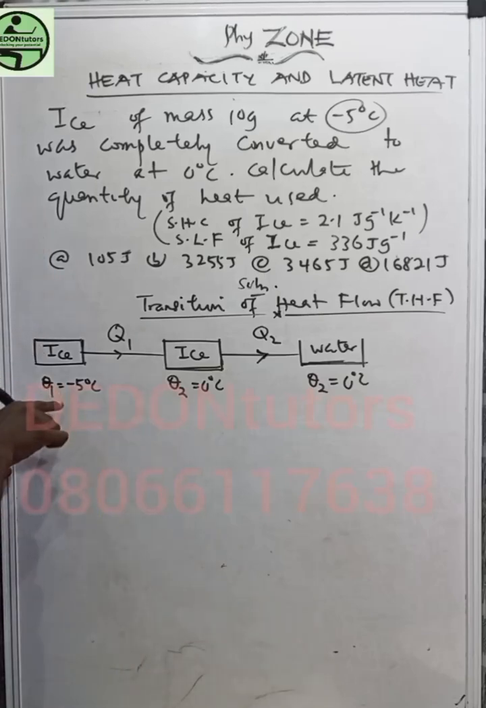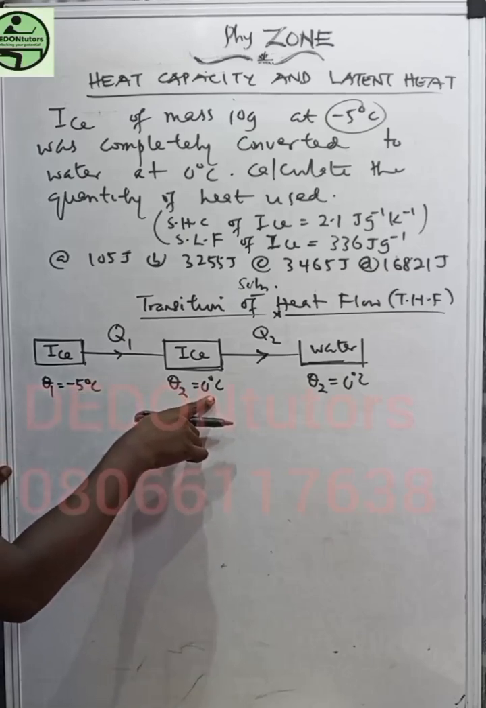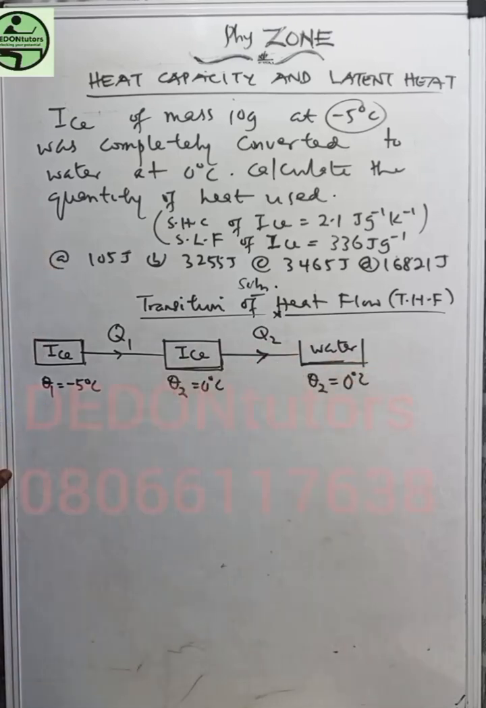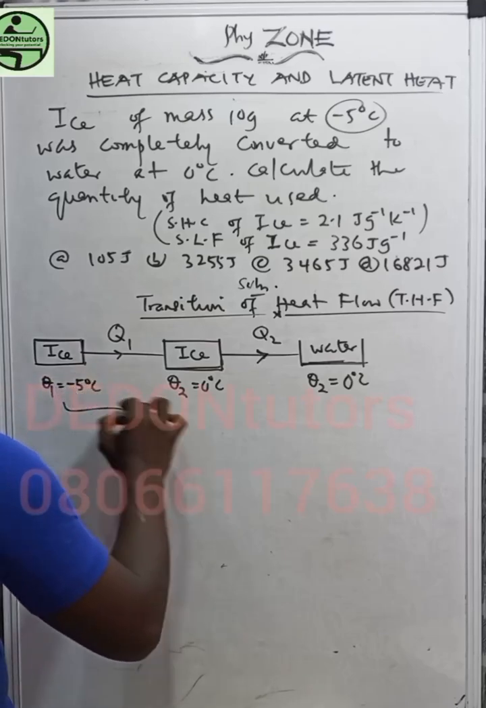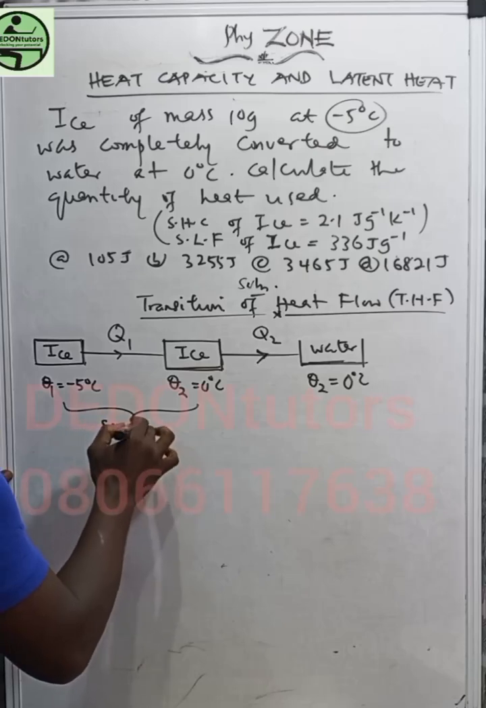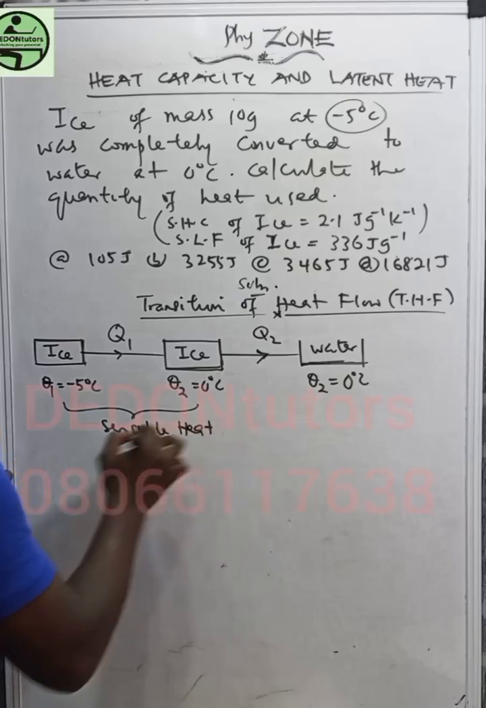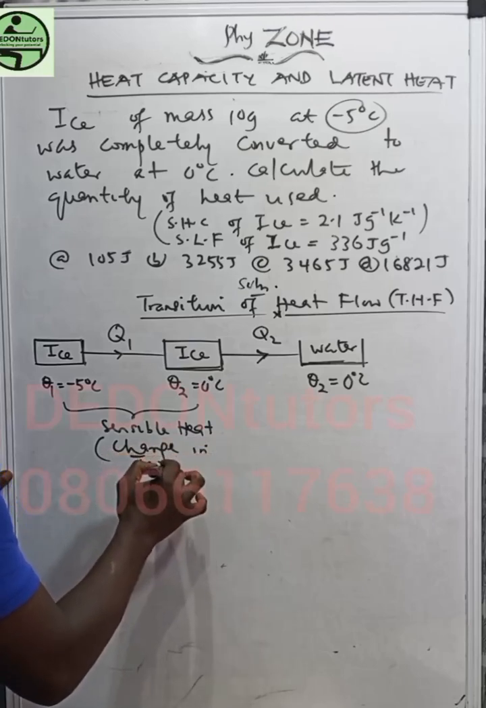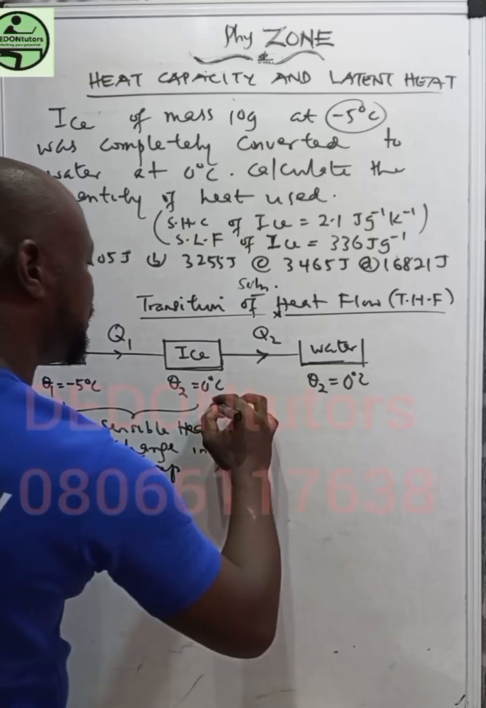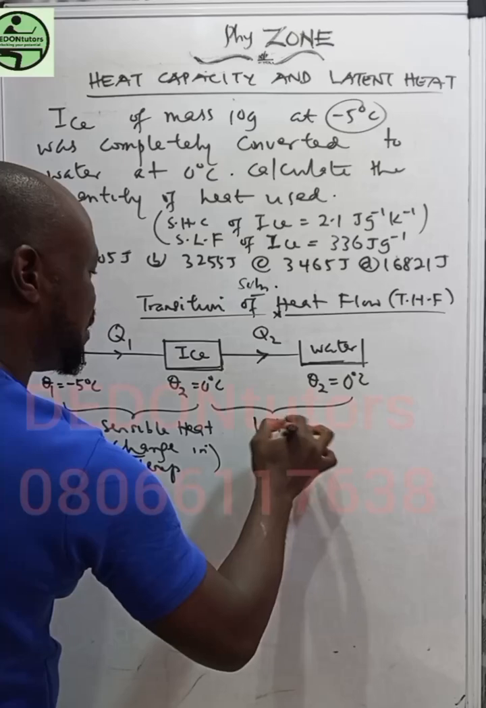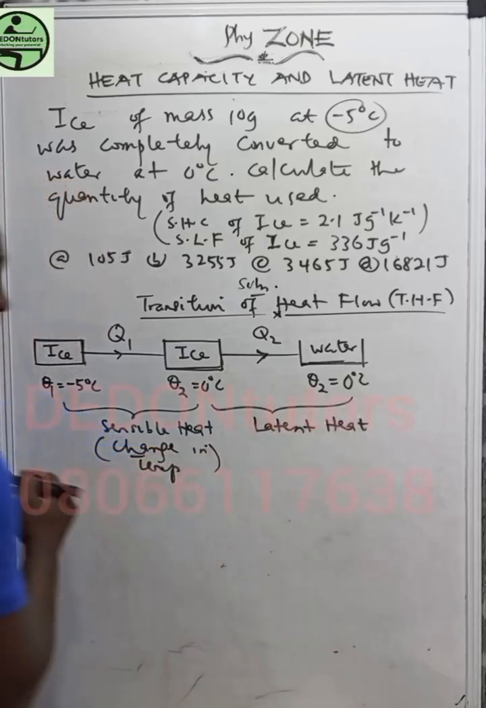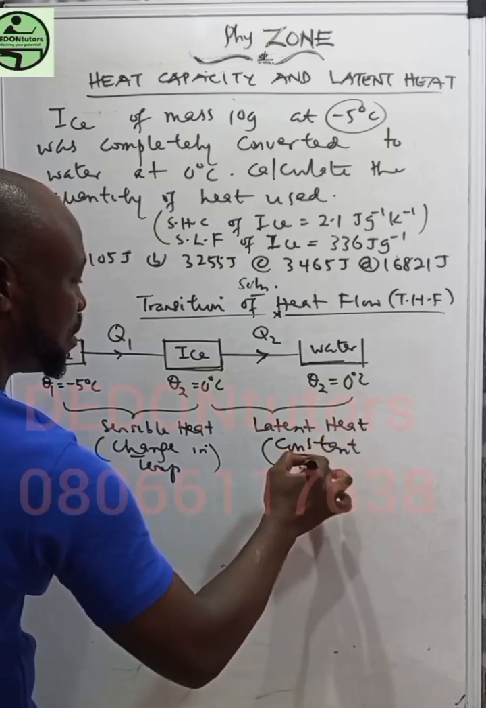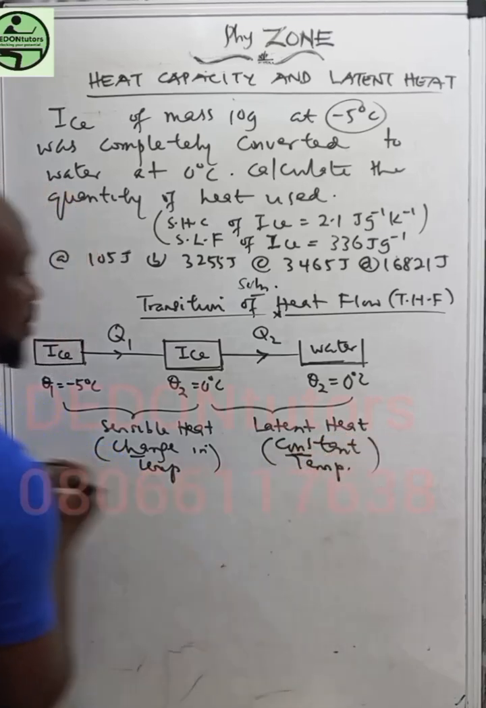Just follow me now. Ice at minus 5 reaches ice at 0, and then the ice melts to water at 0 degrees. Here we have a change in temperature, so the heat involved is sensible heat. Why is it sensible? Because there is a change in temperature. Now look at this one. The temperature is constant, so the heat involved here is latent heat. We have constant temperature, as easy as ABC.